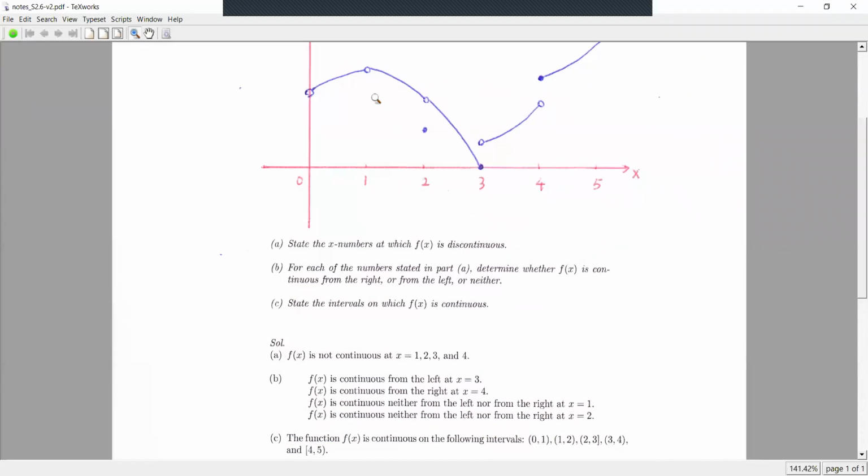Between 1 and 2, the graph is continuous. So therefore, the function is continuous on this open interval.